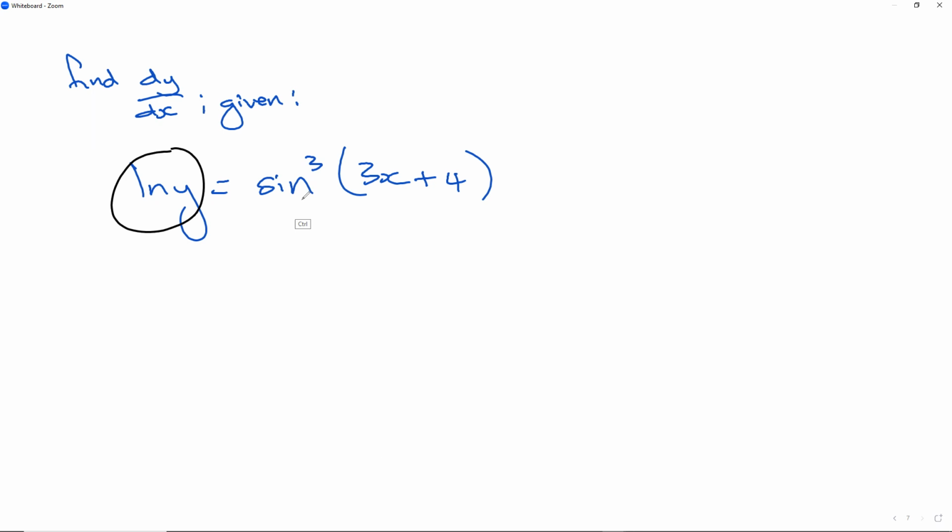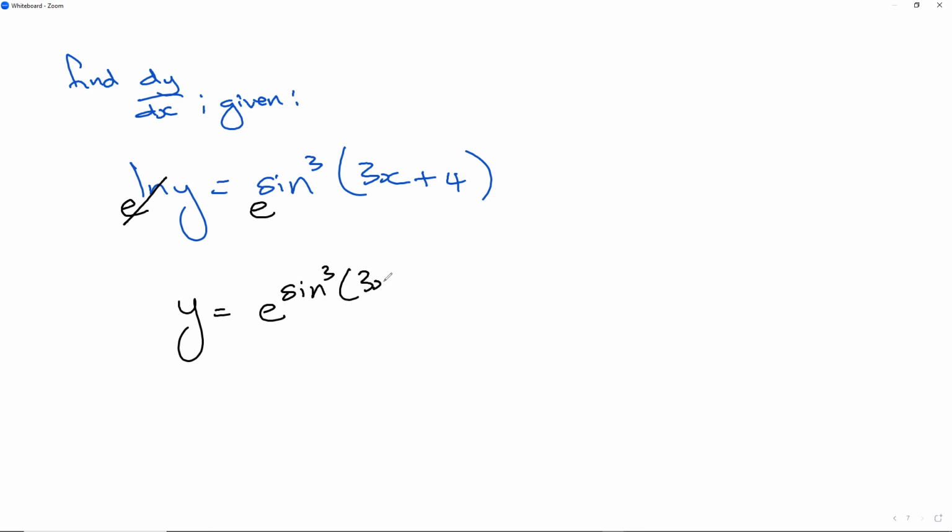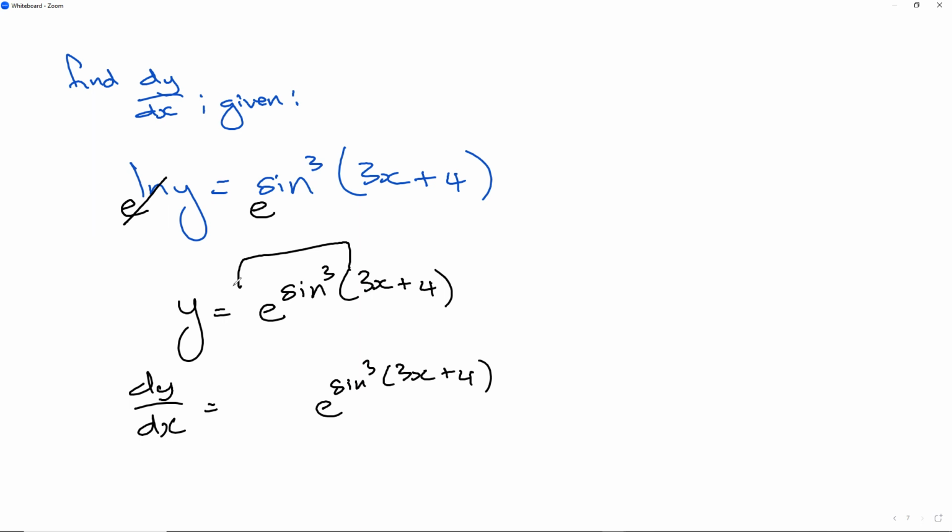All right. The first thing is I'm dealing with the natural logarithm. If I raise this to the power of e, and I raise this to the power of e, we know that's going to cancel out, and I'll be left with y equals e to the power of sine cubed 3x plus 4. Okay. And if I find dy dx for this, now, I know when I derive e, it remains the same, right? So it will stay exactly with the same power. But I will multiply it by the whole thing.